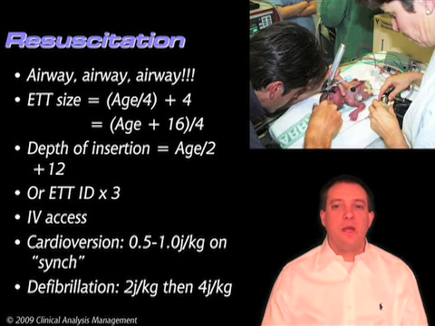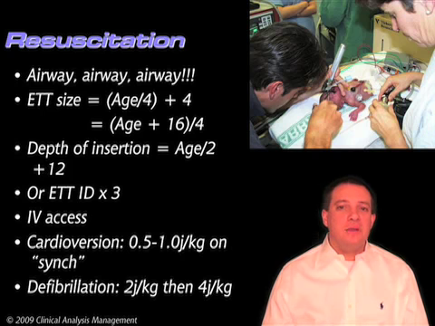When we talk about ET tube size, there's two different formulas out there, whichever one is easier for you to remember. One of them is age divided by 4 plus 4. The other way to calculate the ET tube size, the one that we've already talked about other places, is age plus 16 divided by 4. When we talk about depth of insertion, there's also two different formulas out there. One of the formulas is age divided by 2 plus 12. The other formula is 3 times the ET tube internal diameter. Again, whichever one is easier for you to remember.